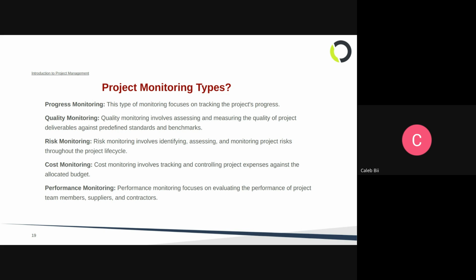Then we have cost monitoring. Cost monitoring involves tracking and controlling project expenses against the allocated budget. Essentially, it ensures that the project has been delivered within the costs that were initially planned, or the budget that was allocated to that specific project. It ensures that the project budget has been well utilized, and well segmented to different sections and different parts of that specific project.